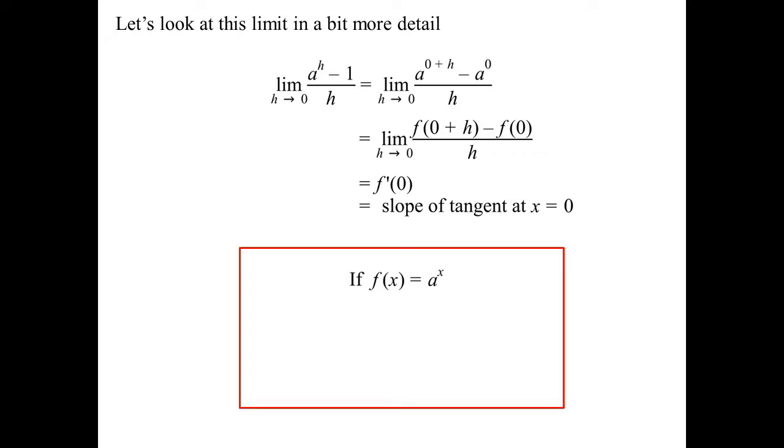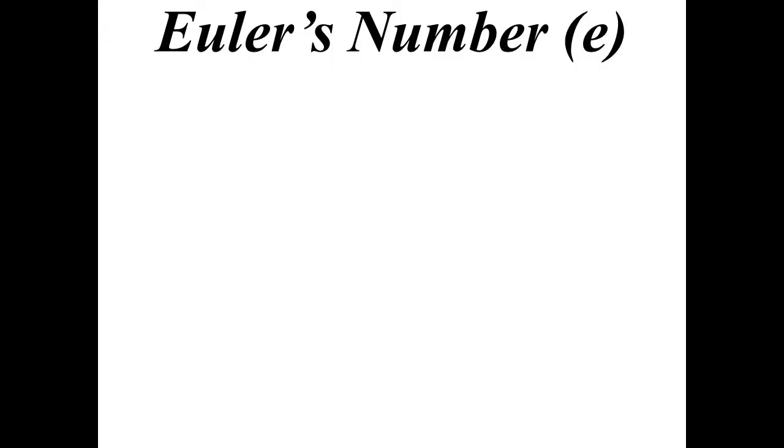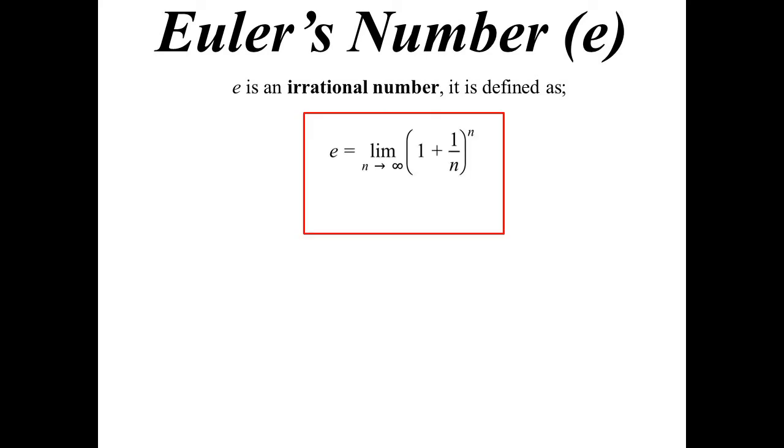So here's the formula. If function x is equal to a to the power of x, then its derivative will be m times a to the power of x, where m is the slope of the tangent at x equals 0. Let's have a look at Euler's number, that wonderful irrational number e. There's the actual definition of it. The limit as n approaches infinity of 1 plus 1 on n all to the power of n. So the bigger and bigger n gets, the closer and closer it'll be to the value of e.